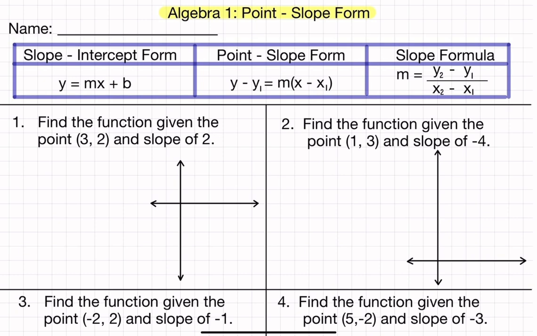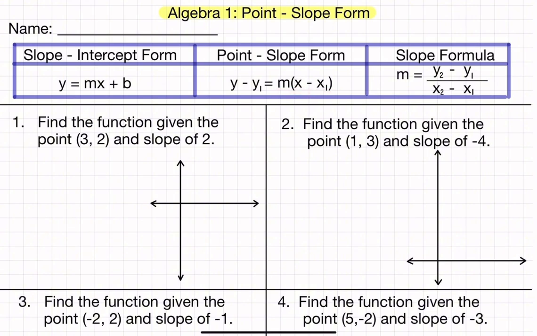So for number 1, we have find the function given the point 3, 2 and the slope of 2. So this example has a point and a slope. So which formula are we going to use? Very good. The second formula, the point slope form. We have y minus y sub 1 is equal to m times x minus x sub 1.